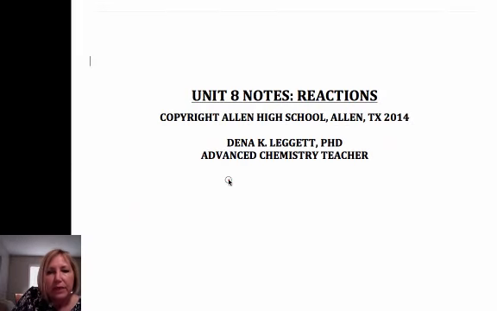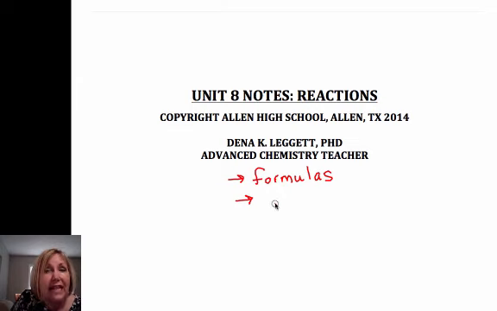Now, as we talk about chemical reactions, some of the things we're going to have to be able to do is write chemical formulas. We did that last semester here at Allen. We're going to have to then represent that which we see at the macroscopic level. We mix two things together and see a solid or a color change, and we have to represent it with a chemical reaction using those formulas.